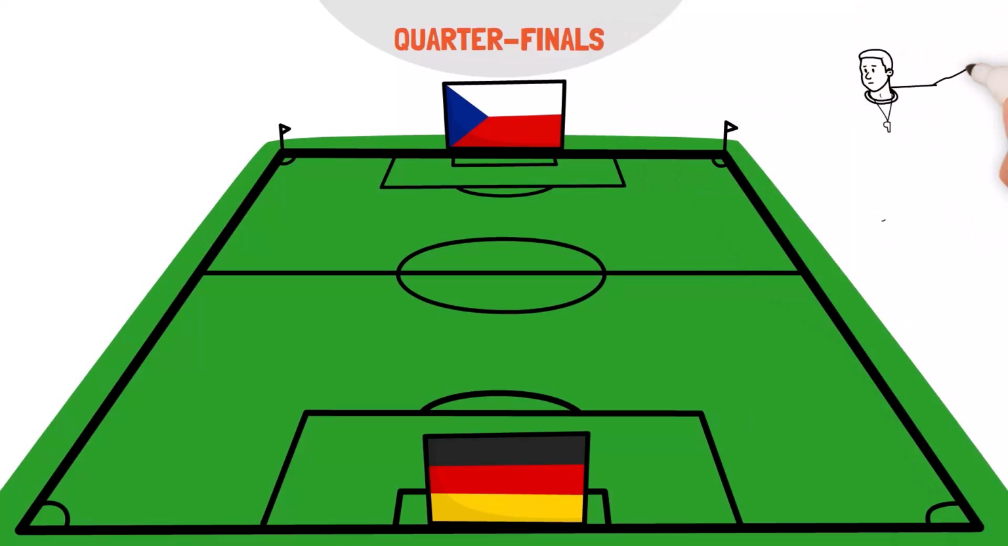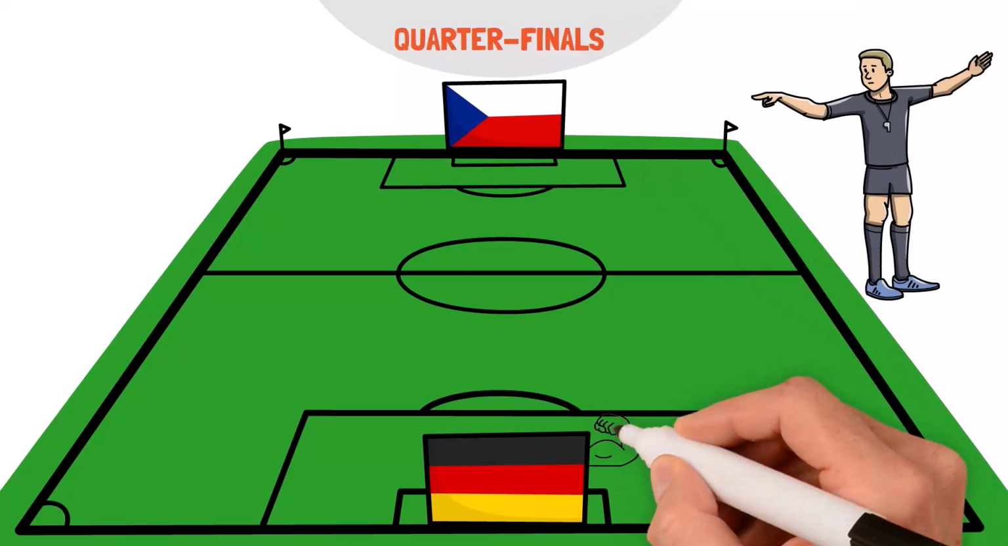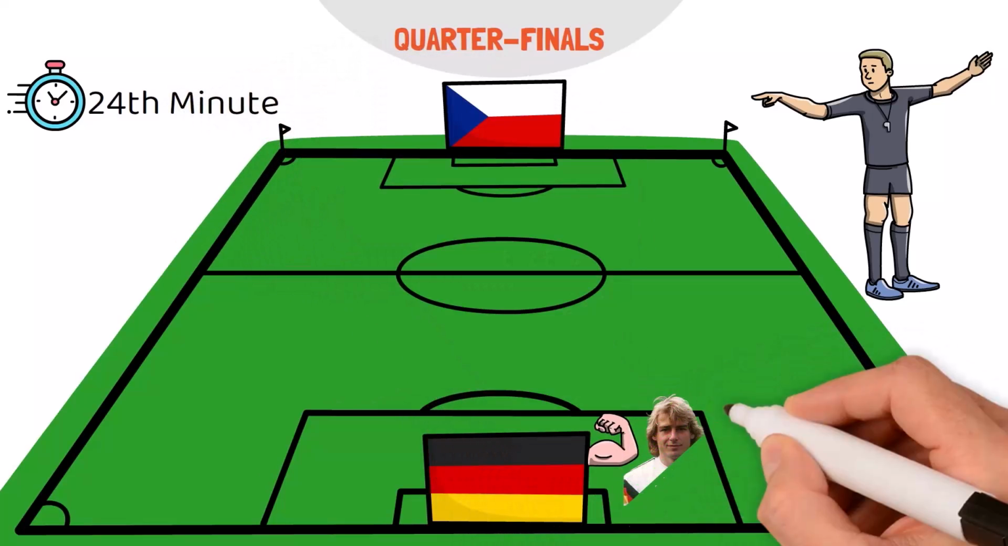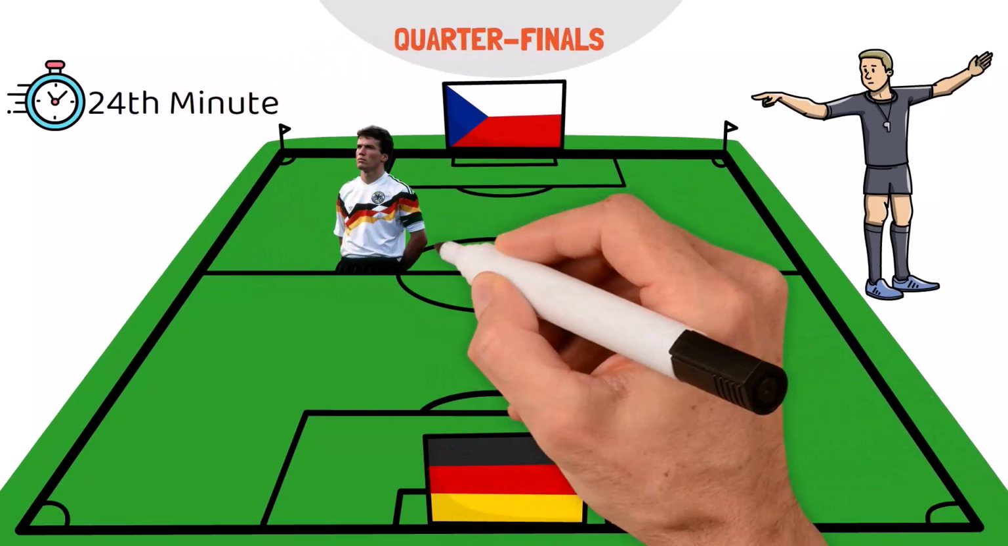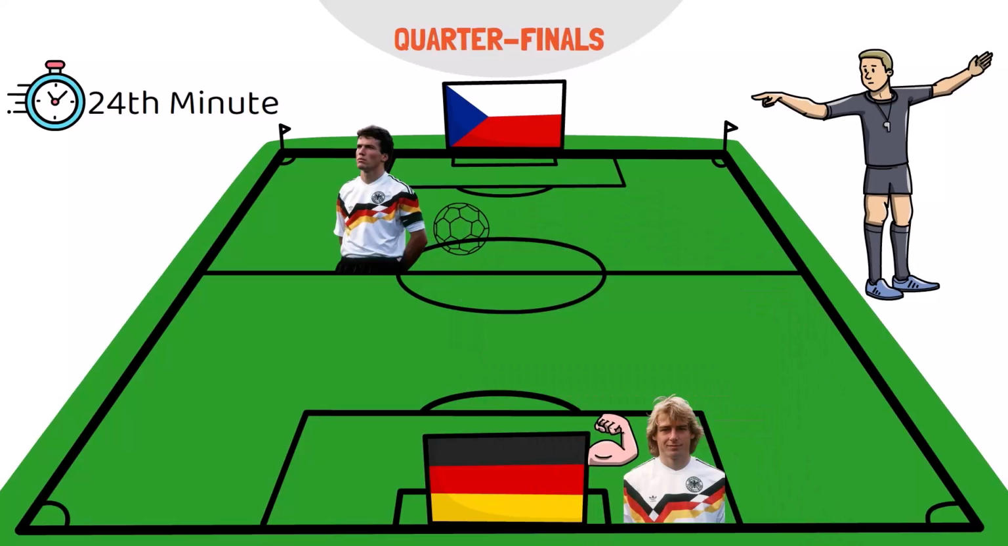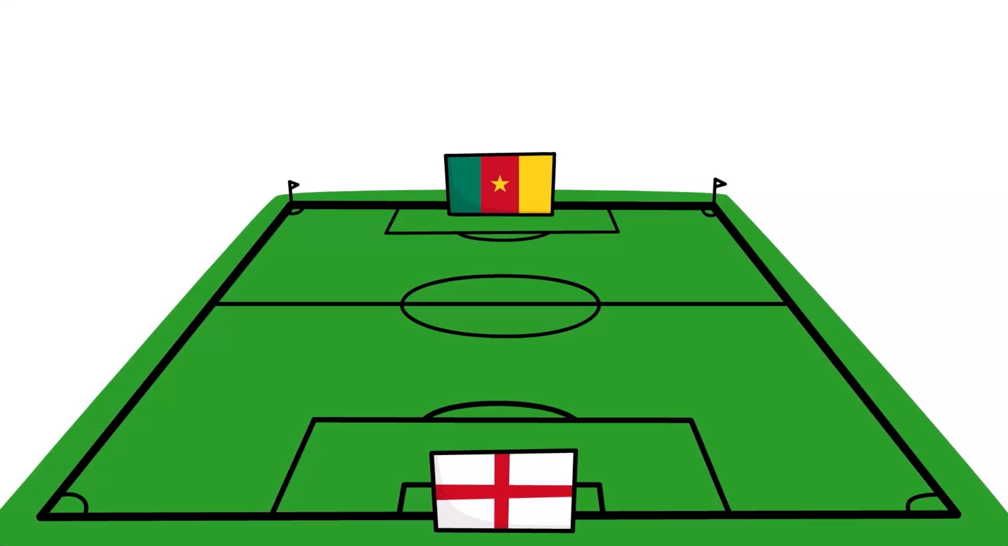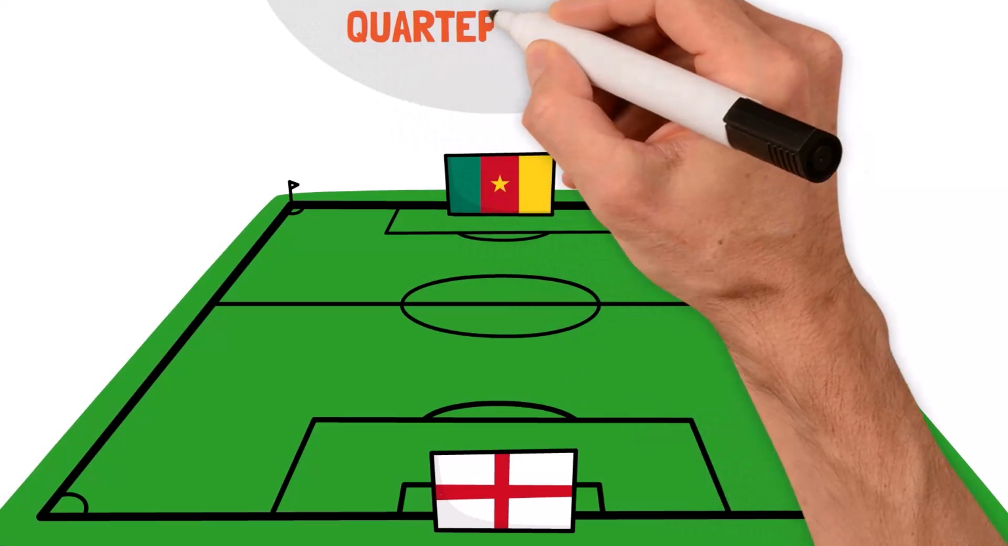The match was cagey and physical from the start. Germany started strong and had their chances. In the 24th minute, Klinsmann was brought down in the box and won a penalty. Matthaus emphatically converted to give Germany the lead. Germany won 1-0. England played Cameroon in the quarter-finals.